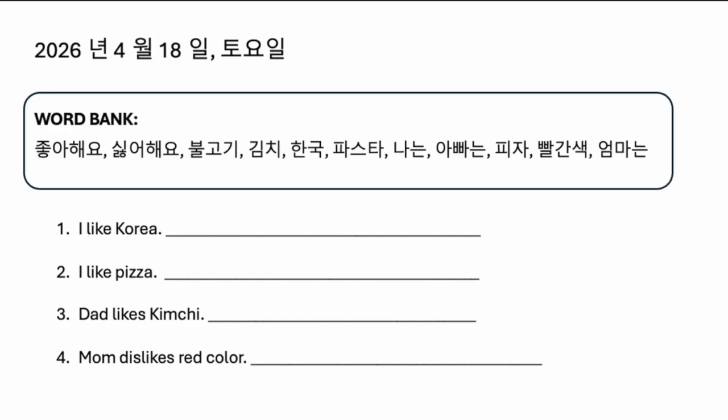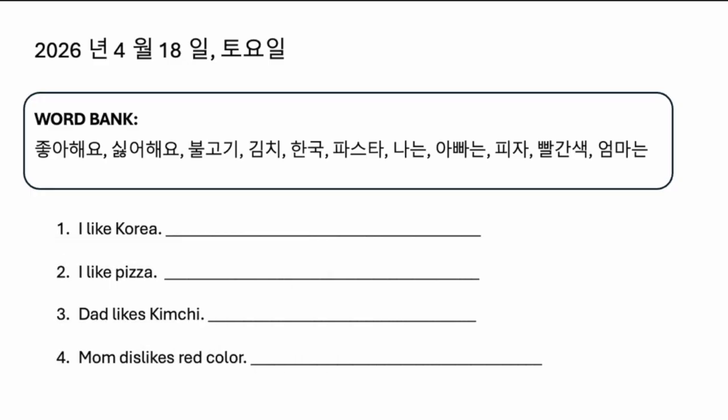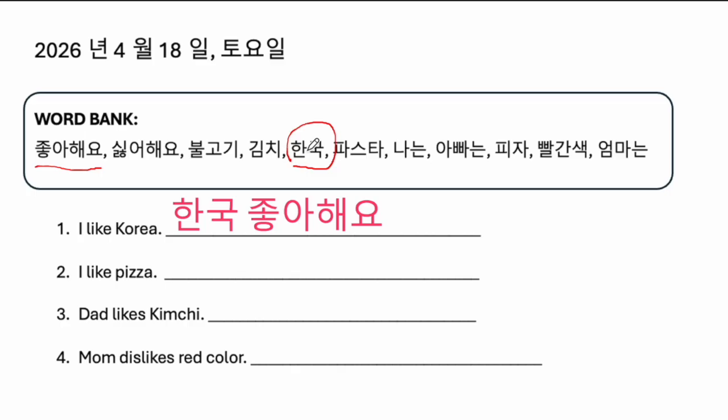Okay, so word banking, you're gonna choose. I like Korea. So I like, where's like? Like is 좋아해요. Korea, 한국. 한국 is an object, so you have to say 한국 좋아해요. In the same manner, I like pizza. Korean word is pizza. So object first, pizza, 좋아해요.